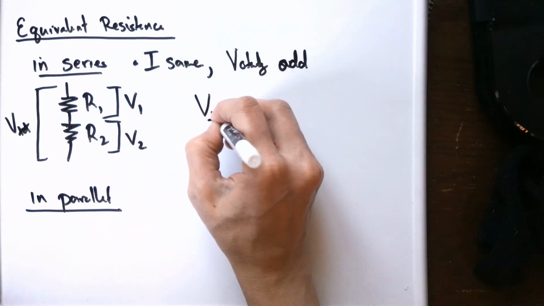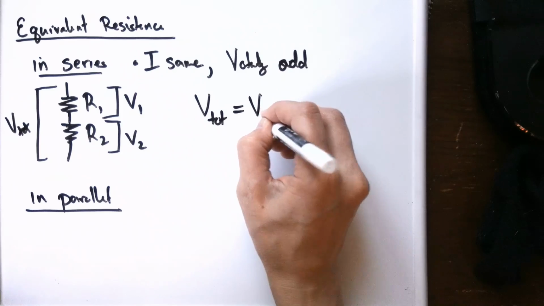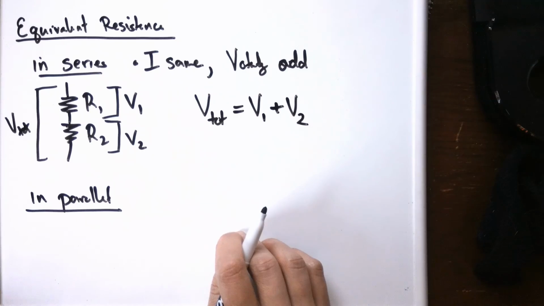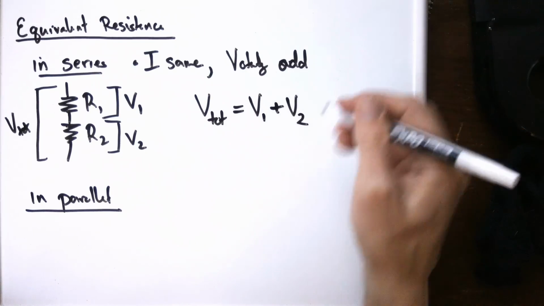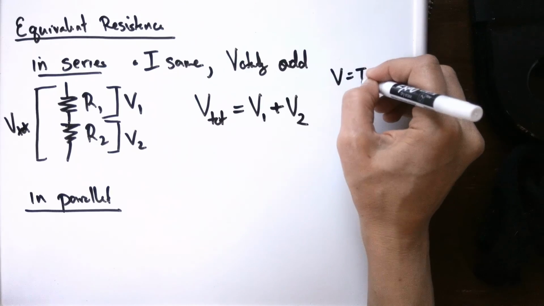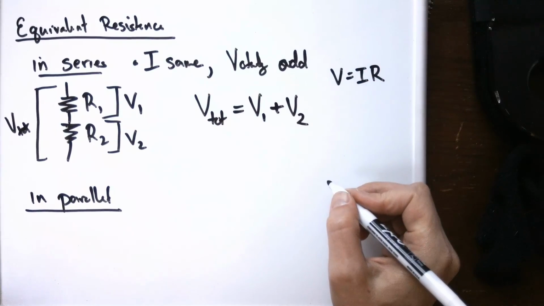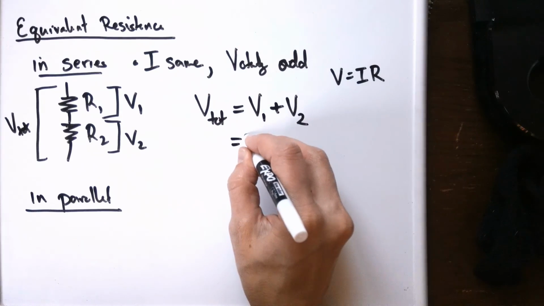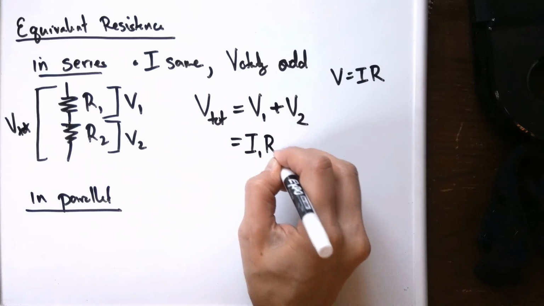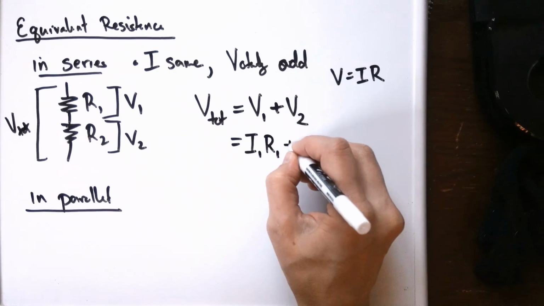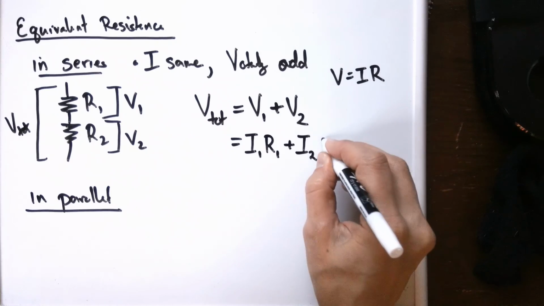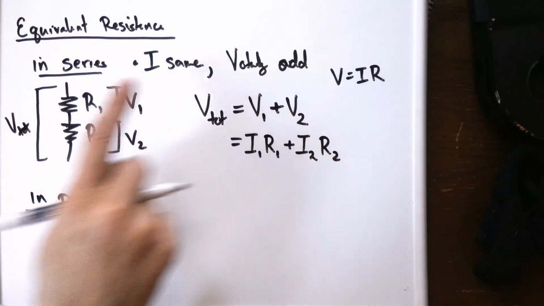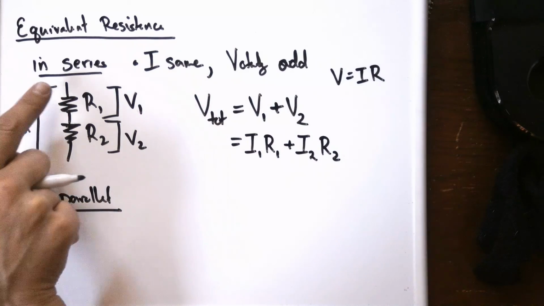So my total voltage here is going to be my voltage drop across the first resistor plus my voltage drop across the second resistor. And what are those in terms of the resistance? Well, from Ohm's law, I know that my voltage drop across a resistor is the current times the resistance. So the voltage drop across the first one is going to be my current through the first one times my resistance of the first one. And similar for the second one, that's going to be my current through the second resistor times the resistance of the second resistor. But the current's the same because, again, we've got conservation of charge.